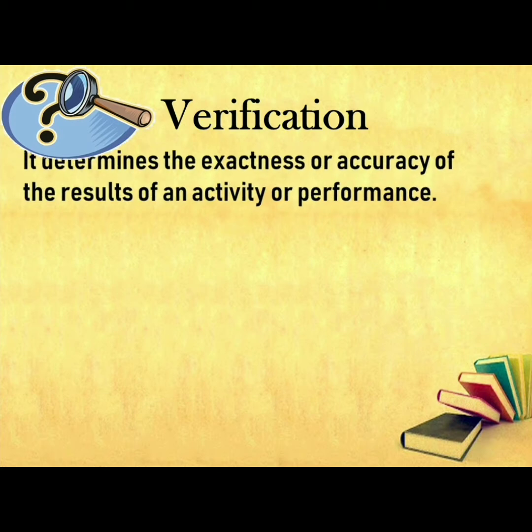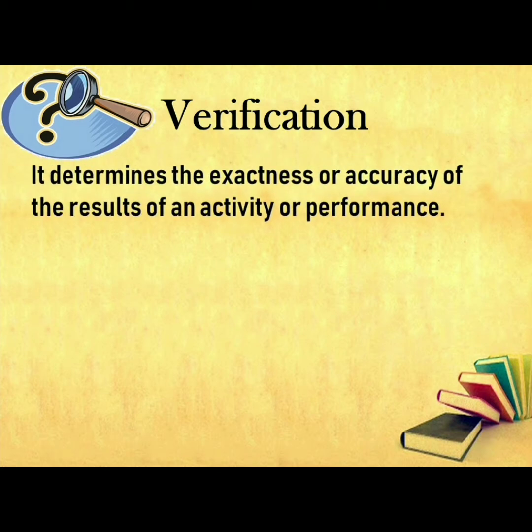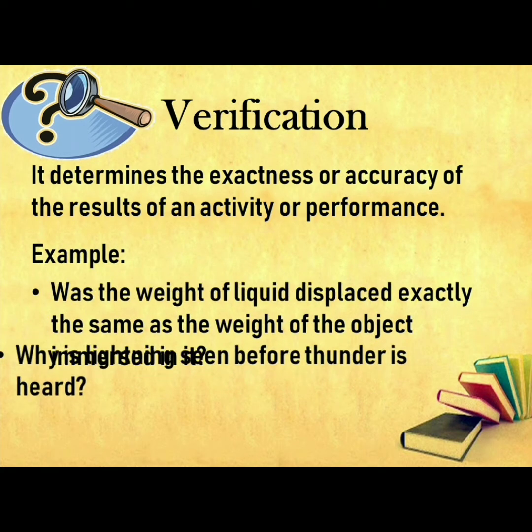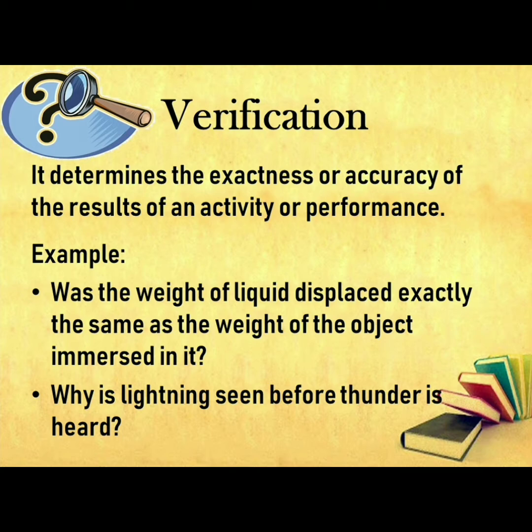Verification determines the exactness or accuracy of the result of an activity or performance. So it simply means that it determines the result of students' activity or performance. Example, was the weight of liquid displaced exactly the same as the weight of the object immersed in it? Second, why is the lightning seen before thunder is heard? By these questions or given activities, it verifies the exactness or accuracy of the students' learning by their responses or answers.